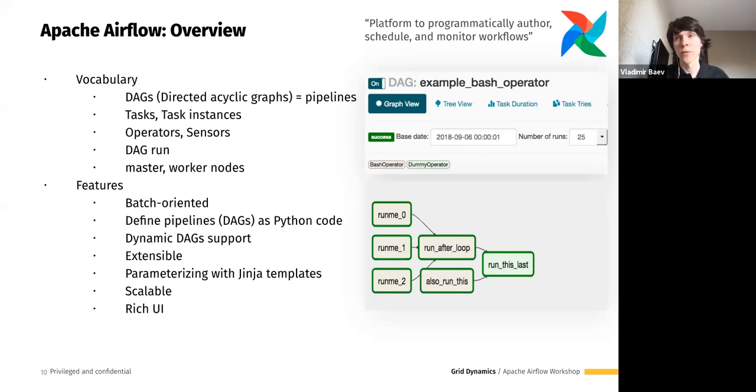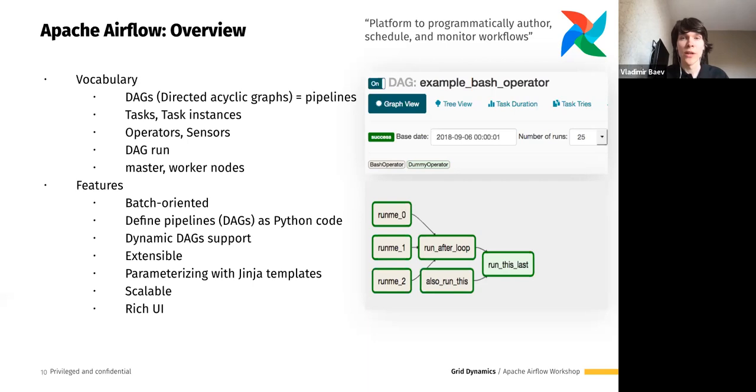And one more thing regarding features. Initially, Airflow was designed as a batch-oriented solution. So it means that if you have some real-time processing, then it's not a good idea to use Airflow for that. But anyway, with Python code, it provides really good flexibility and a lot of features out of the box. And of course, we will cover the major ones during today's workshop.